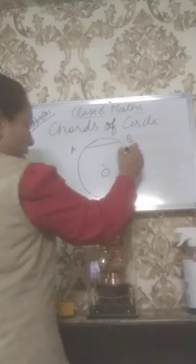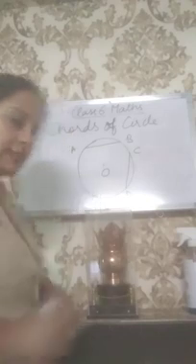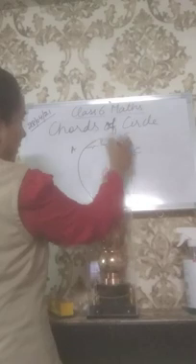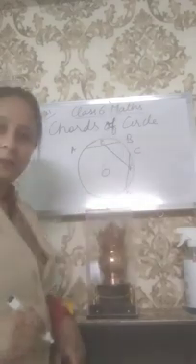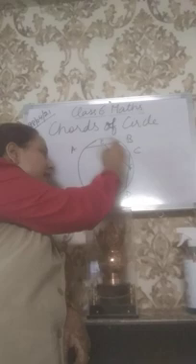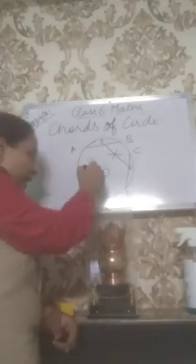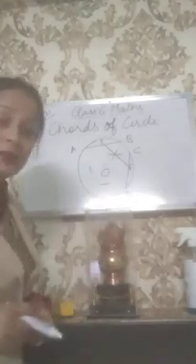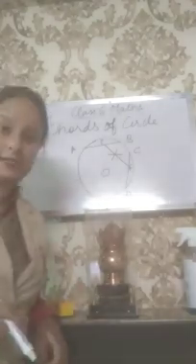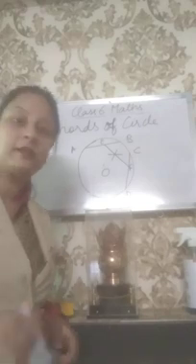So, see. Can I say AB is a chord? Yes. Can I say CD is a chord? Yes. Can I say EF is a chord? No. EF is not a chord. Why? Because it is not touching the boundary of the circle in 2 points. If I draw any line like this or like this, it will not be the chord. Why? Because it has to touch the boundary of the circle in 2 points. Only then it will be known as the chord.